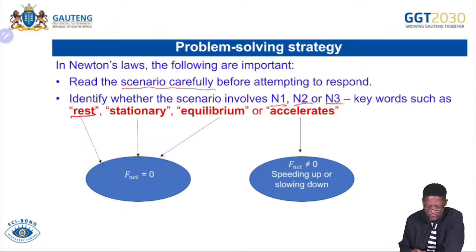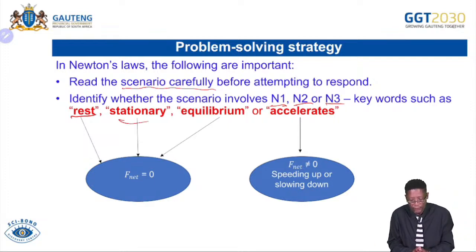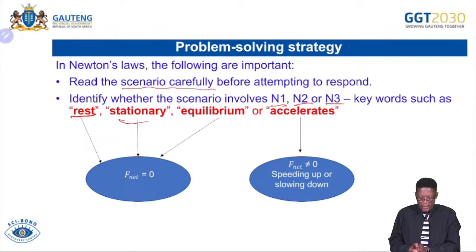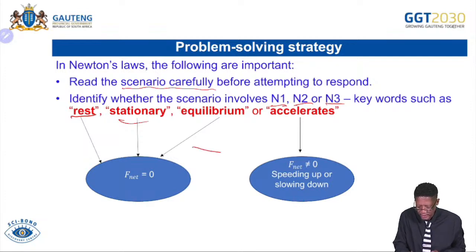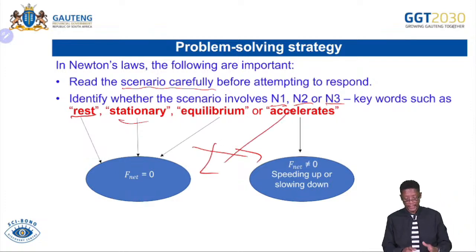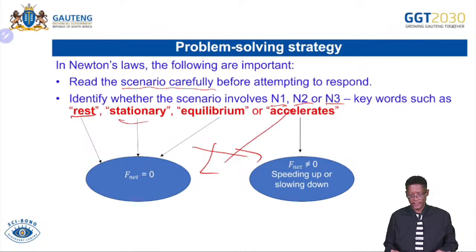Rest. I told you what rest means. It means stationary. It means equilibrium. So it means the object is not moving. Then, if you go to acceleration, there is movement. In fact, this drawing is the wrong way around, because if it's rest this must come here, and then this must go there, because there is a force applied in acceleration, right?